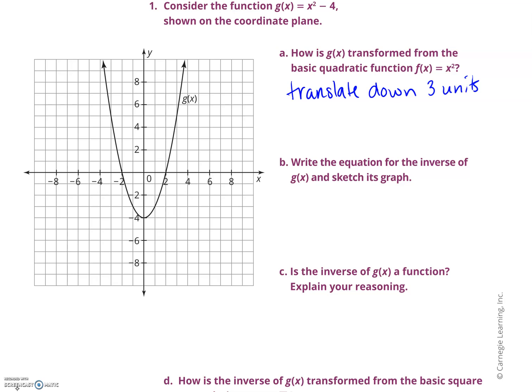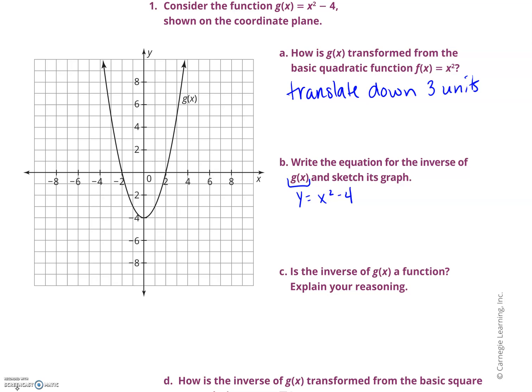Next, they want us to write the equation for the inverse. It seemed that there was a bit of a disconnect or a struggle on writing the inverse from yesterday's lesson, so hopefully this makes it a little bit more clear, or at least you're going to see another example of it. So remember, anytime you have that function notation, it's just a representation of y. So we have y equals x squared minus 4. So that is our function.